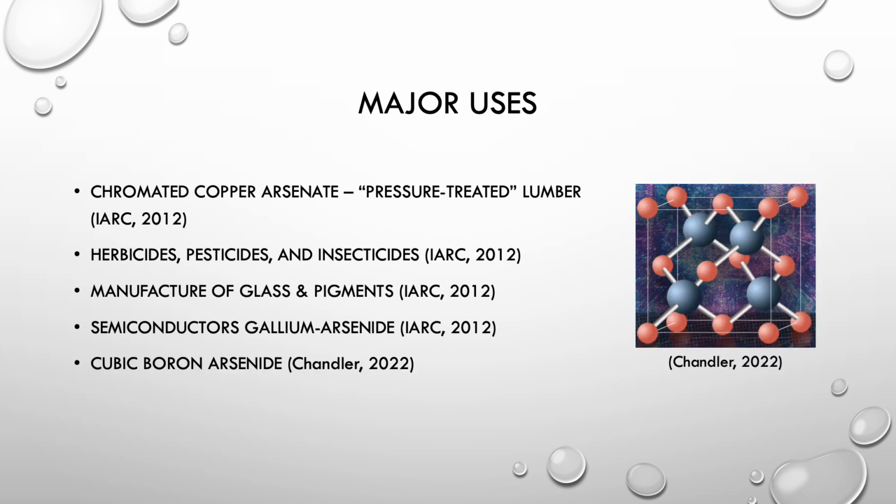And more recently, in the last couple of years, cubic boron arsenide has been discovered to be possibly the best semiconductor that there is, due to its ability to move electrons and holes better than silicon itself, and it also conducts heat much, much better.